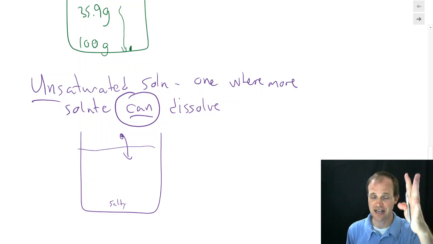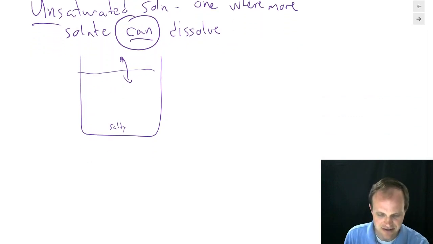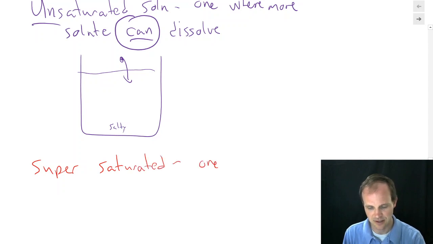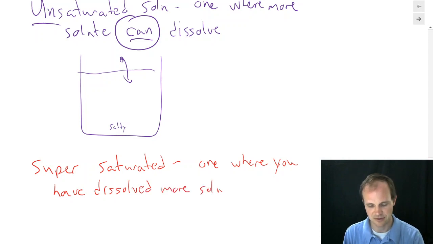So a saturated solution, one where you can't dissolve anymore. An unsaturated one where you can dissolve more. Now, what about the last thing, which is called supersaturated? It's one where you have dissolved more solute than possible.